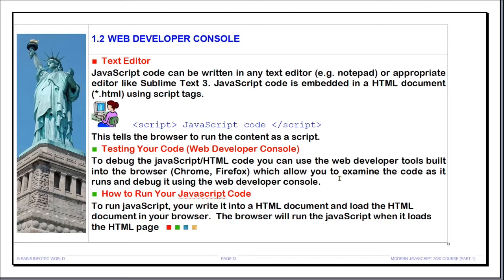Moving on to the next step, how to run your JavaScript code. To run your JavaScript code, you write your JavaScript code and then you can either include it in your HTML file, or you can have a separate JavaScript file with all your JavaScript code and then link it within your HTML document. You can link to your JavaScript file and load that.